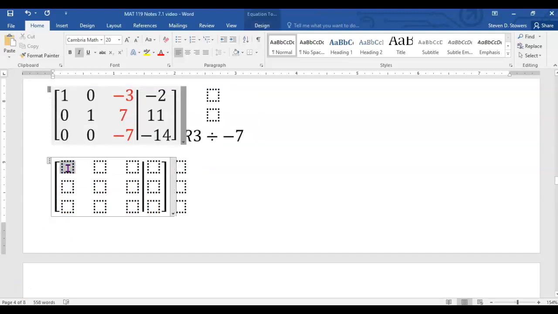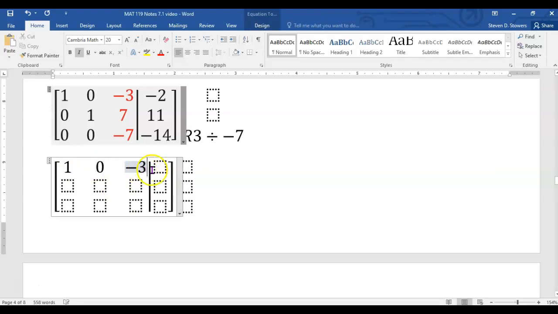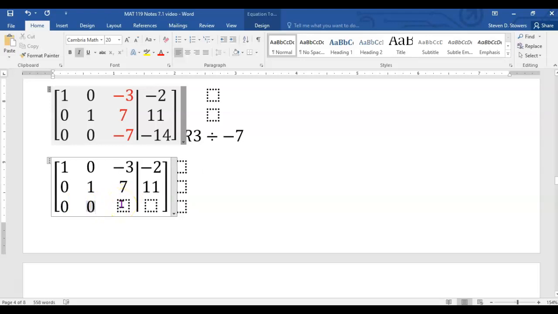Right now at this step, we're not doing anything to row 1. It's still going to be 1, 0, negative 3, negative 2. And we're not doing anything to row 2. It's still going to be 0, 1, 7, 11. But we're taking everything in row 3 and dividing by negative 7. So 0 divided by negative 7 is still 0. And the other 0 divided by negative 7 is still 0. And the negative 7 divided by negative 7 is 1, just like we planned. And then the negative 14 divided by negative 7 would be positive 2.